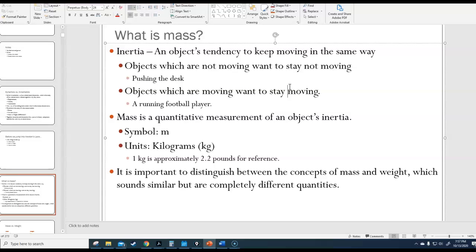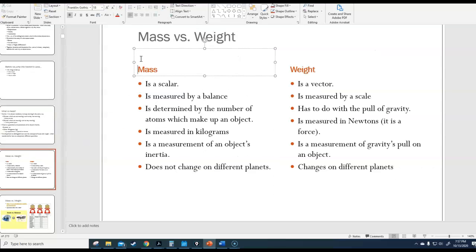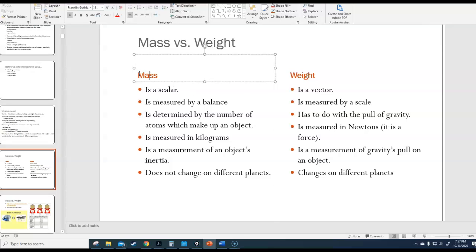So that tells you what mass is, but let's try to distinguish between mass and weight, which sound like they're the same thing, but they're actually two completely different quantities. On this slide here, you can again add this down to your notes. This is just a comparison between mass and weight. Here are some of the key differences between mass and weight.